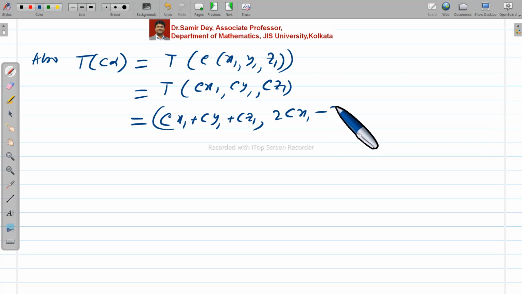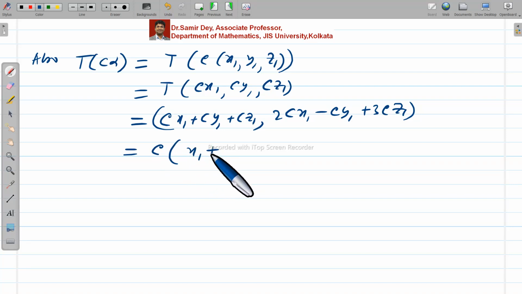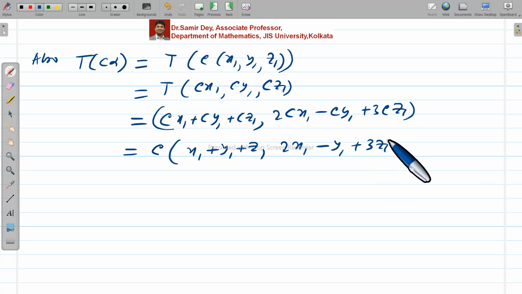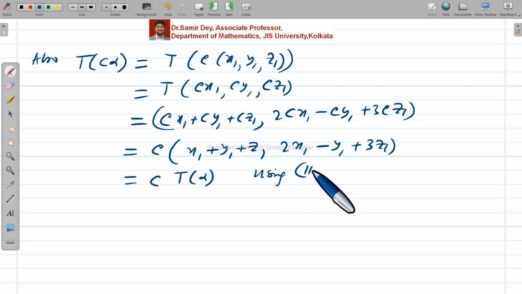So here you may write Cx1 plus Cy1 plus Cz1 comma 2Cx1 minus Cy1 plus 3Cz1. So from here, if you take C common, it is coming C times x1 plus y1 plus z1 comma 2x1 minus y1 plus 3z1, basically C T alpha, using equation number 2. So from here it is clear T of C alpha is equal to C T alpha.